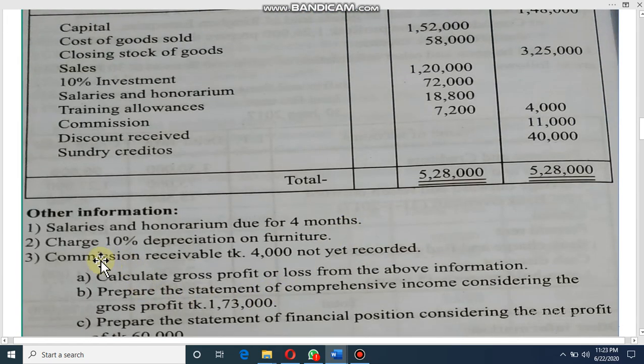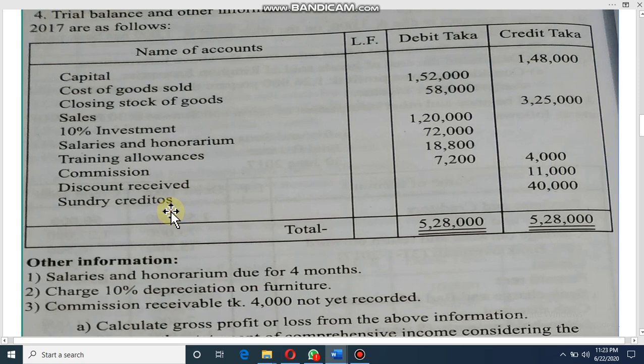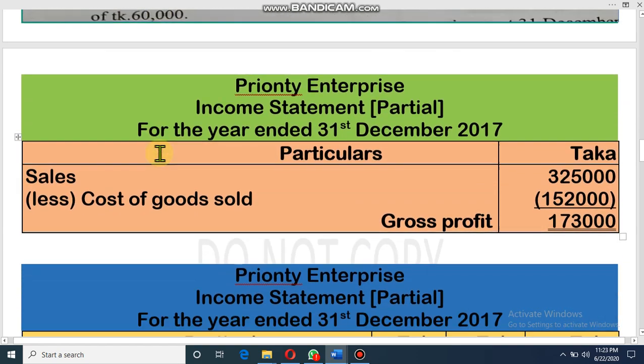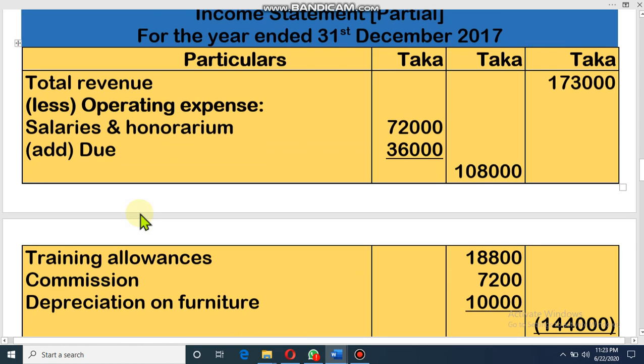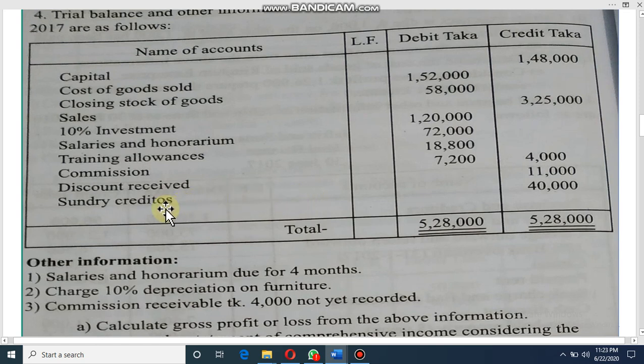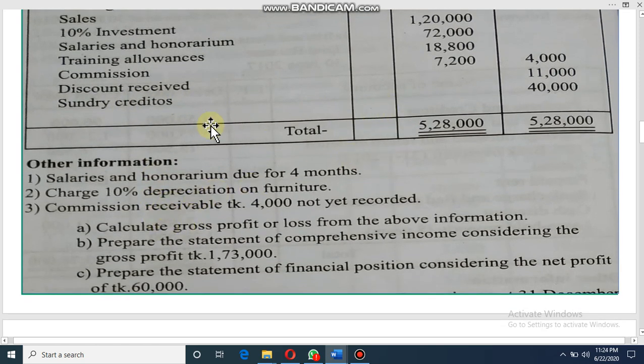Look at the adjustment, it is given: charge depreciation 10% on furniture. If you cannot calculate the 10%, listen to me carefully. Dear student, look at what is the amount of furniture. No furniture is given. I think this is a mistake in your question. 10% depreciation of furniture means in the math we should have furniture of taka 1 lakh on the debit side. That means in the book it is a mistake. You have to write here the furniture value, and it will be taka 1 lakh.